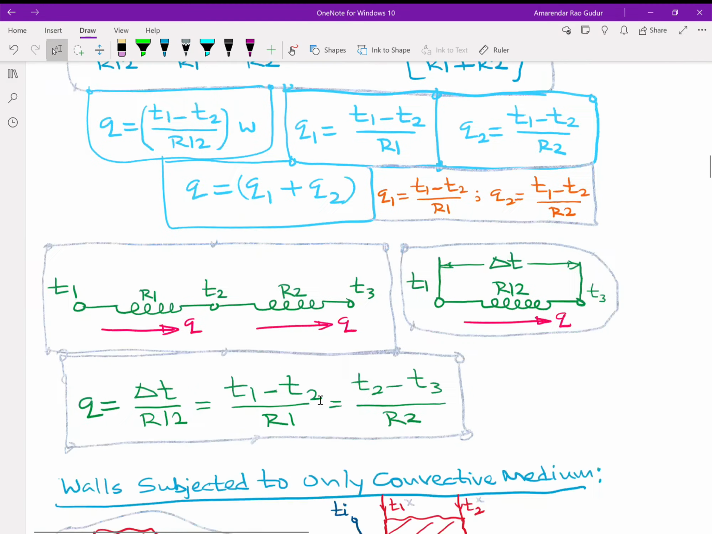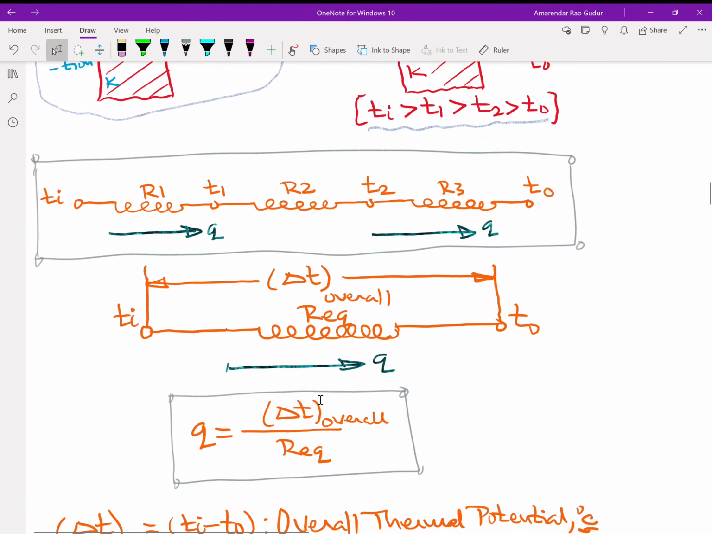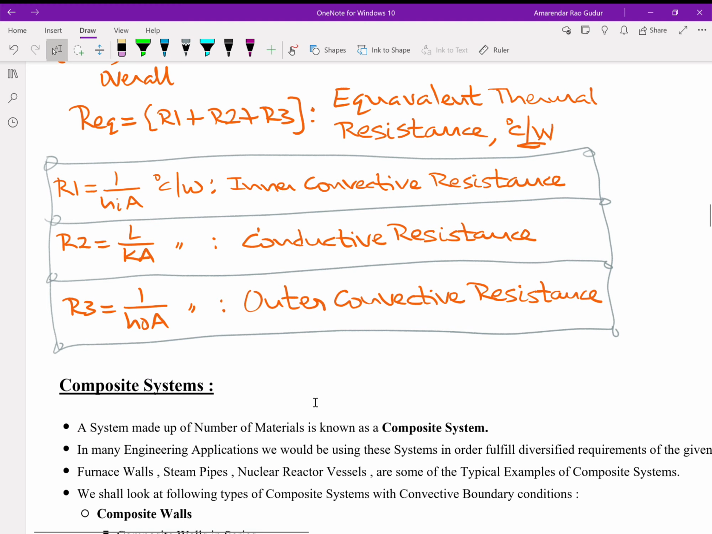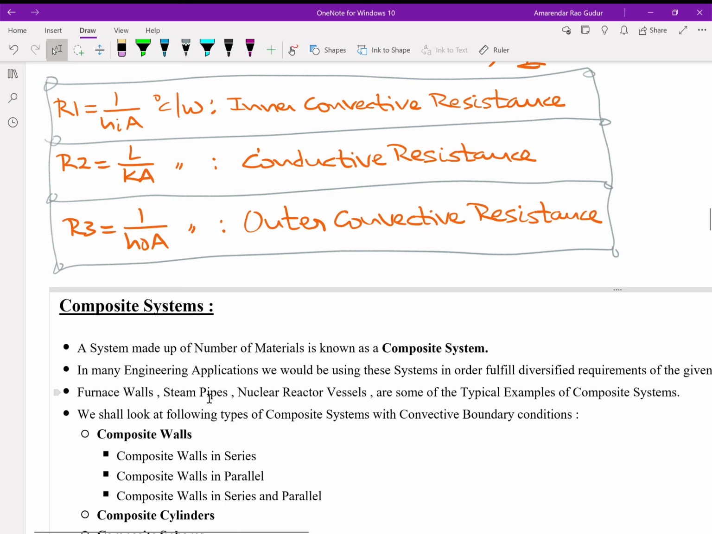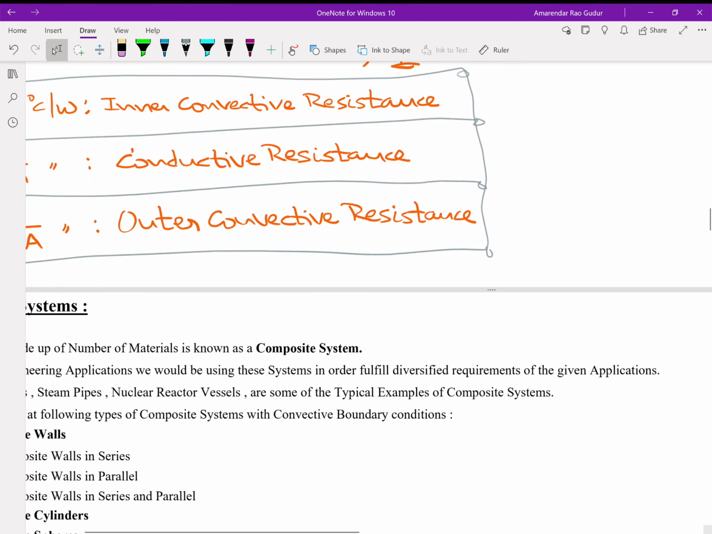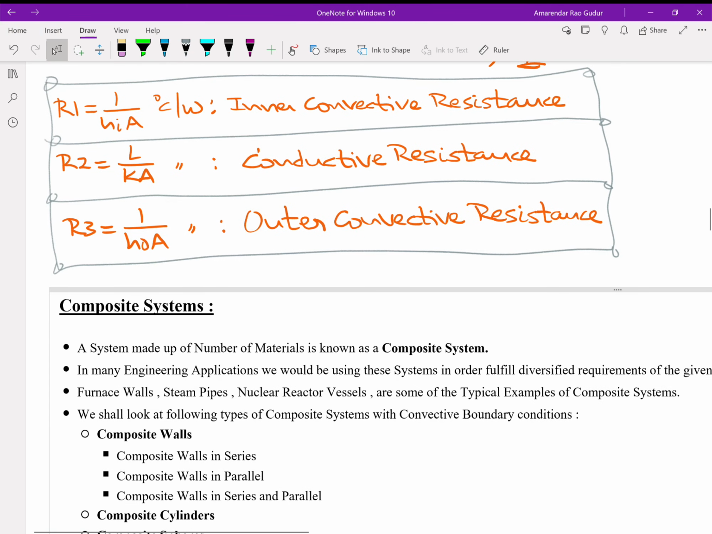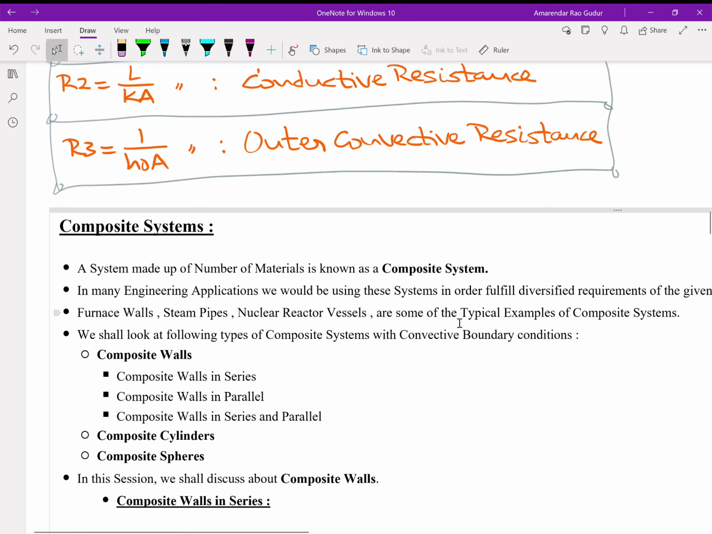Now this concept can be imposed on composite systems. Like a composite system is made up of number of materials. So in many engineering applications, we would be using composite systems in order to fulfill diversified requirements of the given application. Typical examples will be furnace walls, then steam pipes, nuclear reactor vessels are some of the very popular examples.